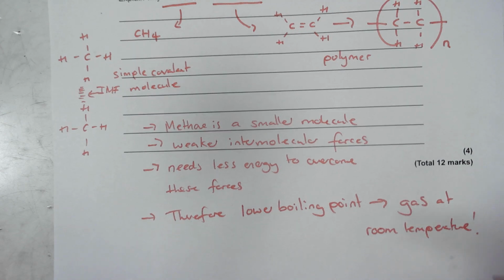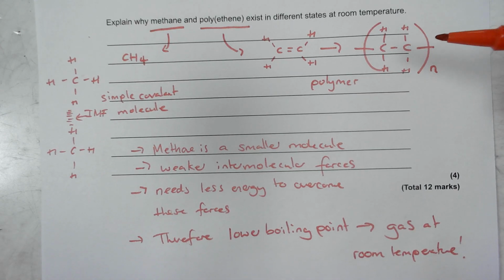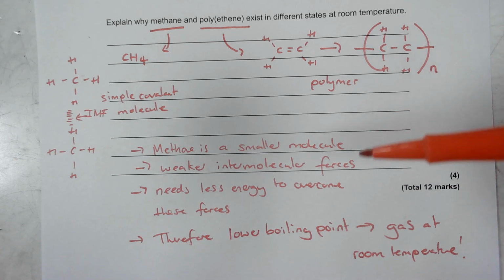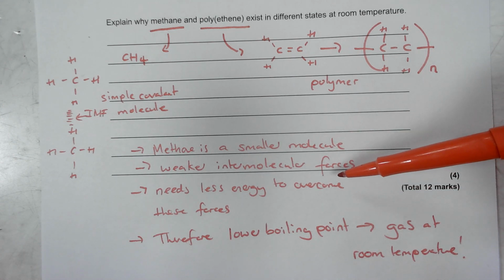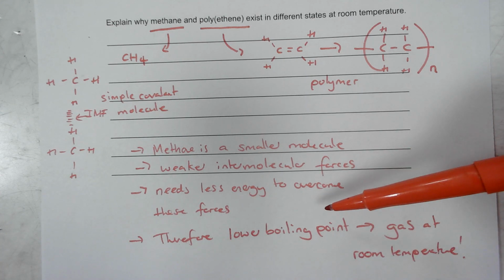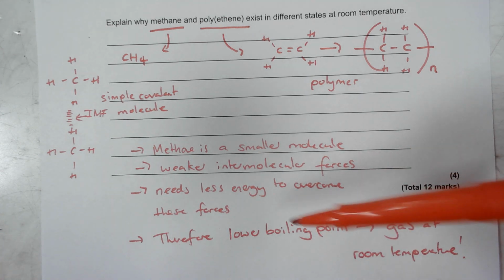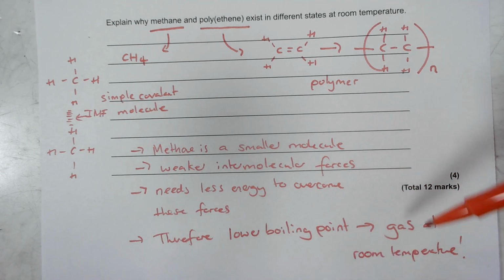There's not actually that much. These questions, they'll ask them in various guises, so they might compare methane to butane, or methane to, they could even do something really mean like hexene, or something like a really long alkene. It's still the same. If it's a smaller molecule, it's got weaker intermolecular forces, and that needs less energy to overcome those forces. That means that you've got a lower boiling point, and so it's more likely to be a gas or a liquid, depending on what the boiling point actually is.